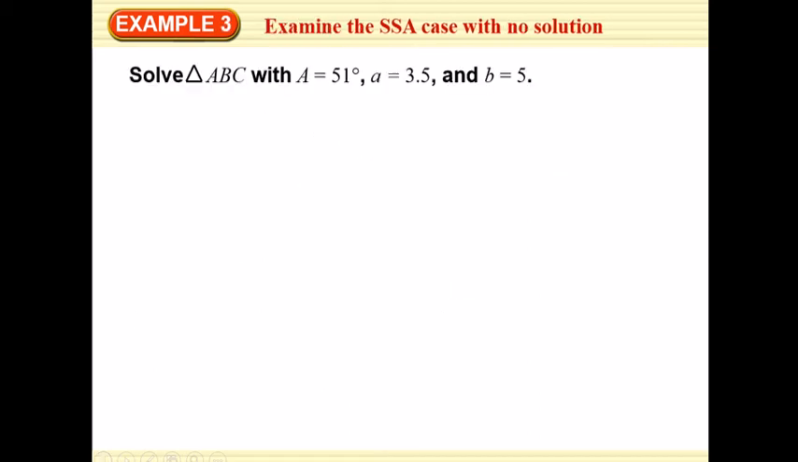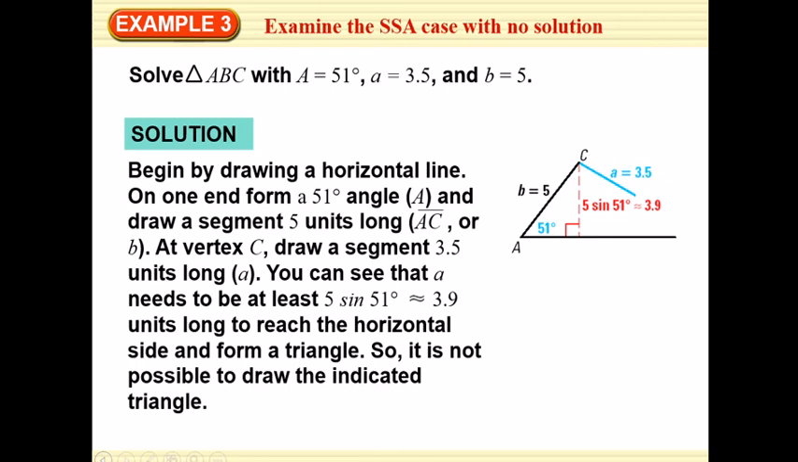Alright, so looking at example 3 here, they give us a big old hint with the title of it, right? No solution. So I should be looking out for something that's going wrong, something that doesn't make sense. Okay, so I draw my triangle out. In my very first step, I draw it out. And A is 3.5 and B is 5.